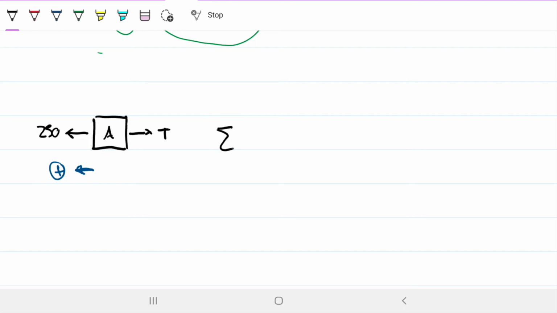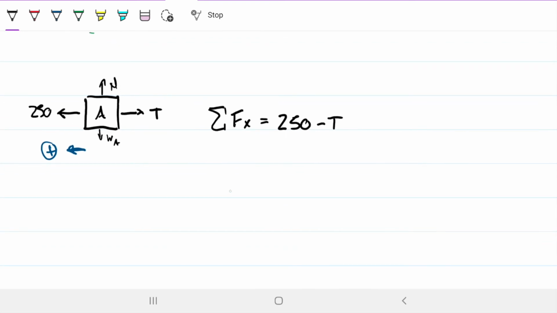So that means that for my sum of forces, we also have the weight of A here and the normal force here, but the sum of forces on the x direction, on the horizontal direction, is the 250, the positive one, minus the T, which is the negative one. And so the same thing applies, right? F dx equals mass of A, velocity of A squared divided by 2. So we have everything, so we might as well just solve it here.